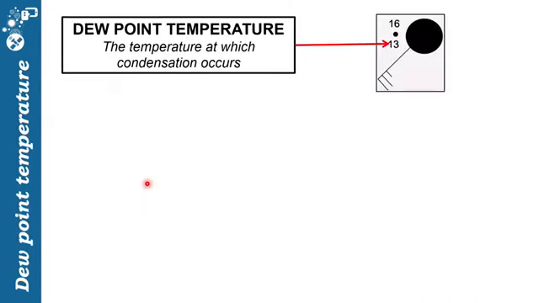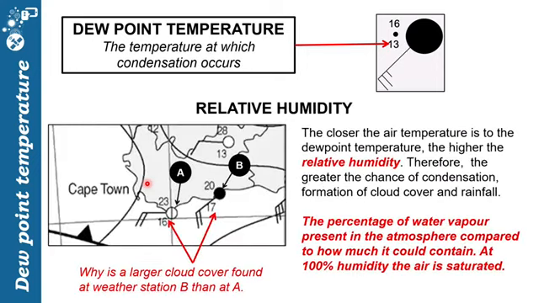Then, dew point temperature, the temperature at which condensation occurs. So, as I mentioned earlier, the closer the air temperature is to the dew point, the higher the relative humidity. Therefore, the greater the chance of condensation. Condensation is where the water vapor in the air turns into water droplets, and the formation of clouds and rainfall. Okay? So, what is relative humidity? What's the definition of relative humidity?